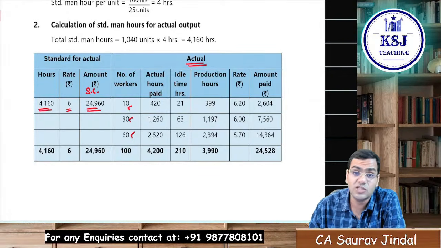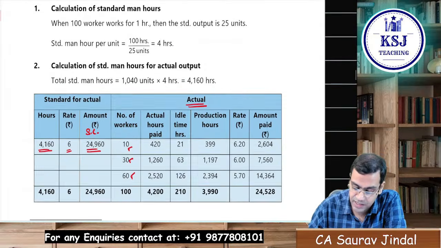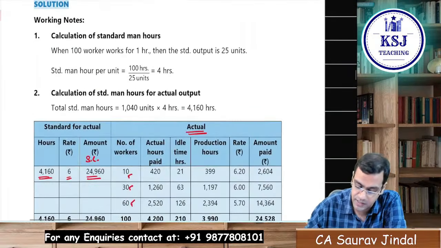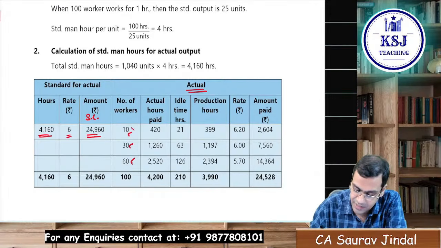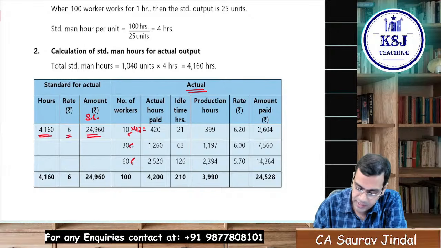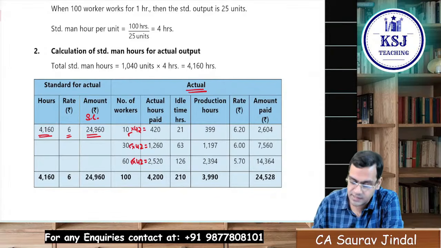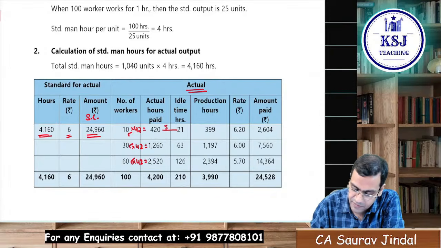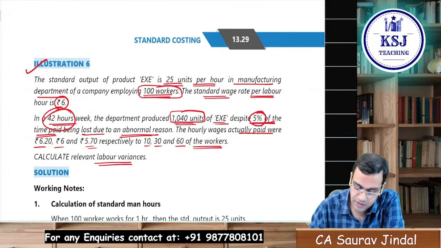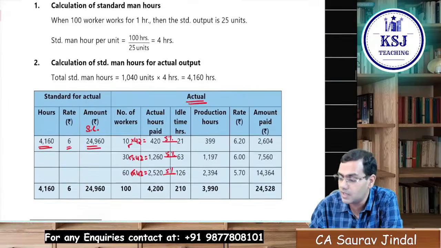What is the actual hours paid for? These 10 workers worked for 42 hours in a week, so you have paid for 10 multiplied by 42, that is 420 hours. Clear? And what is the idle time? Idle time is 5% of it, as given in the question. 5% of the time is being lost due to abnormal reasons.